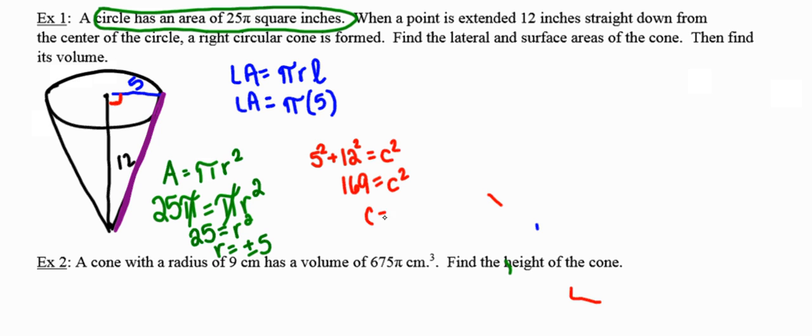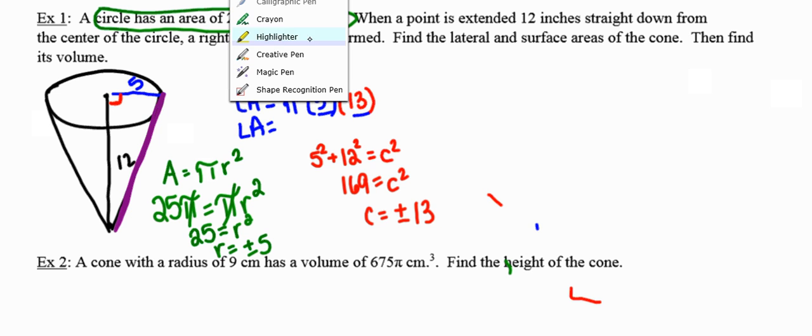So we find the length of the hypotenuse to be either plus or minus 13. We want the positive length. So now I'm going to go plug into my calculator, and I want to multiply the 5 times the 13.